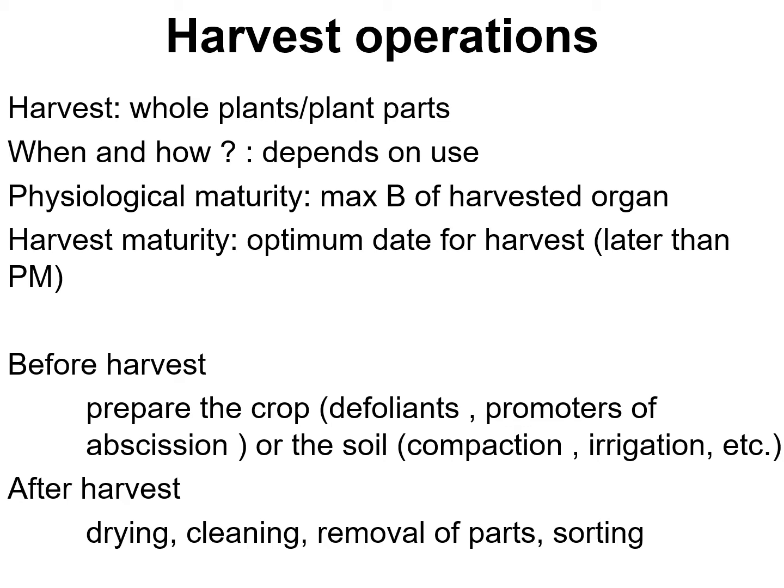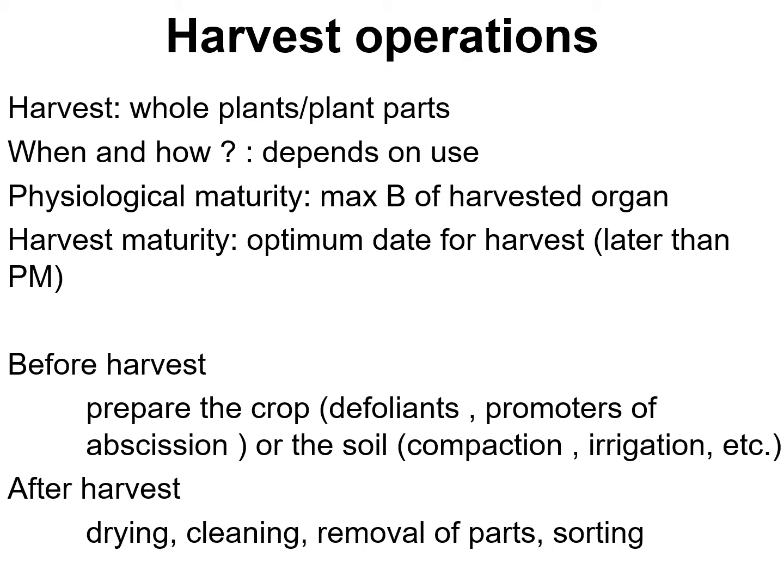We can distinguish between physiological maturity, which is the time when the biomass of the harvested organs reaches a maximum value, and harvest maturity, which is the optimum date for harvest. This is usually much later than physiological maturity, because in most cases, for agricultural crops, we need to let the crop dry down for the crop having the best water content for storage.